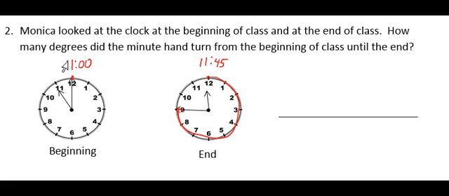So again, just as we saw in the previous question, the first quarter would be 90 degrees, the second quarter would be 180 degrees, and the third quarter is 270 degrees. So the minute hand turned 270 degrees around the clock from 11 o'clock to 11:45.